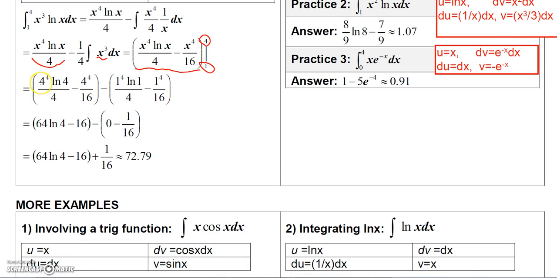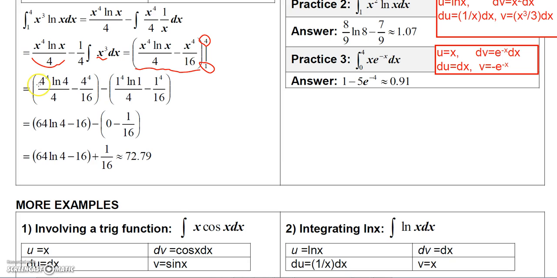So plugging 4 in, I get 4 to the 4th times natural log of 4 divided by 4, and then minus 4 to the 4th over 16. And then minus, now evaluate this at 1, I have 1 to the 4th times the natural log of 1 over 4 minus 1 to the 4th over 16.